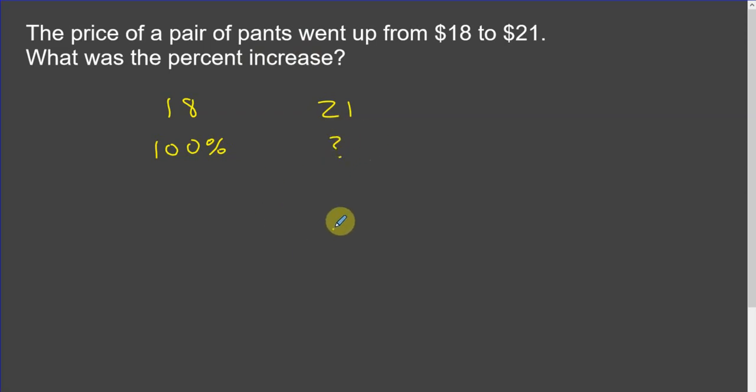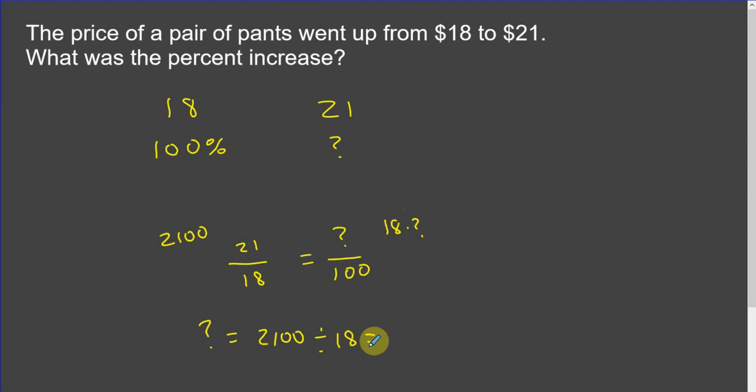So, unknown out of 100, right? This percent is out of 100. And of our two numbers, 18 goes with 100, so it's on the bottom, and 21 goes with the unknown one. So we solve by cross multiplying, so we get 21 times 100 is 2100. 18 times question mark. So question mark is 2100 divided by 18, which is 116.6 repeating. So the question mark here is 116.6 repeating.